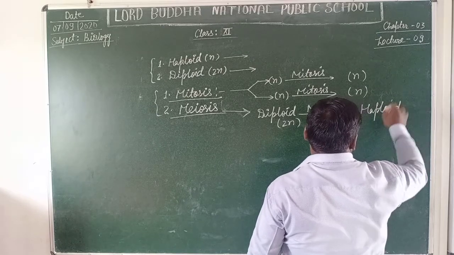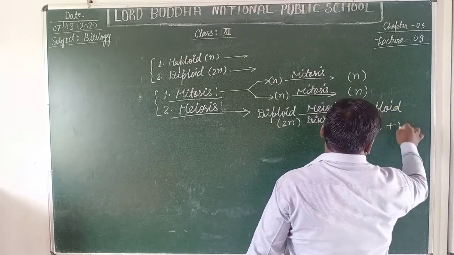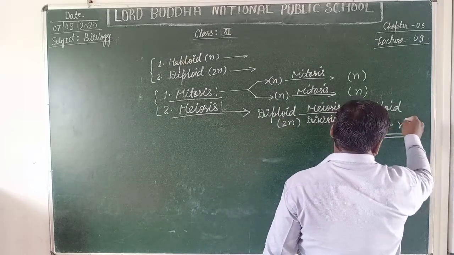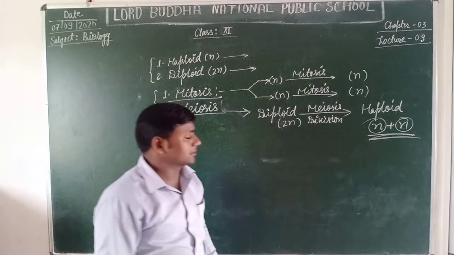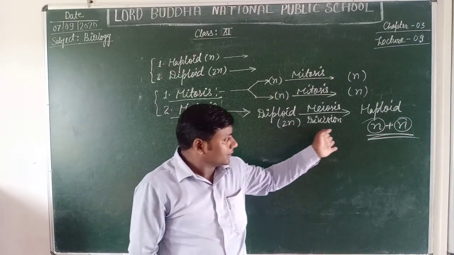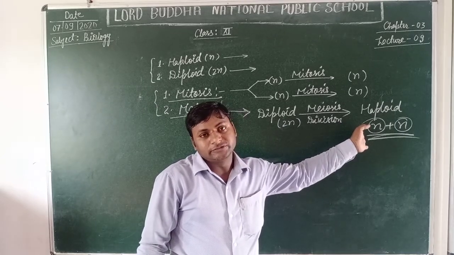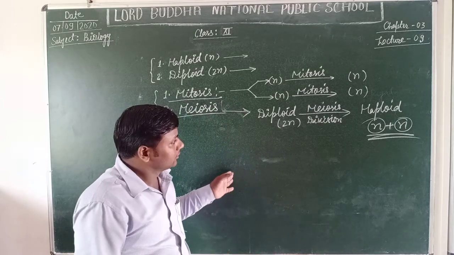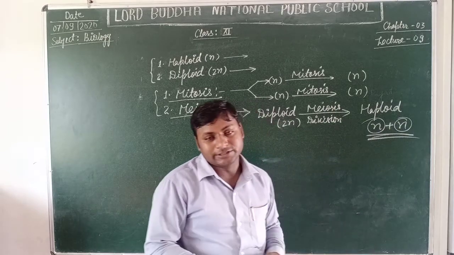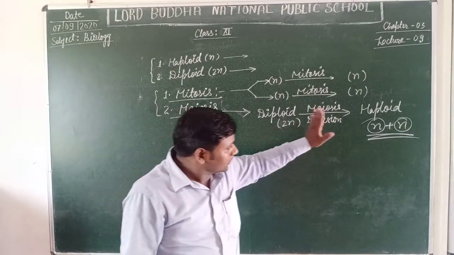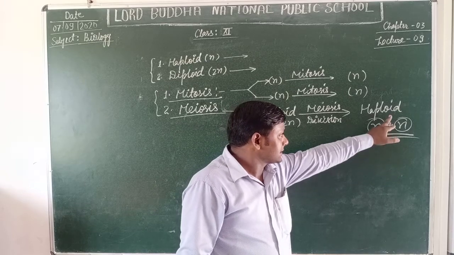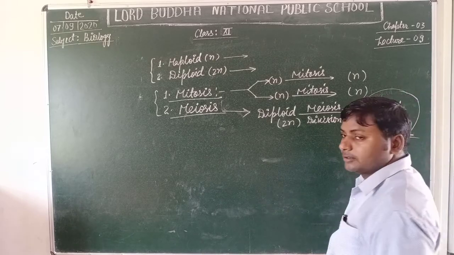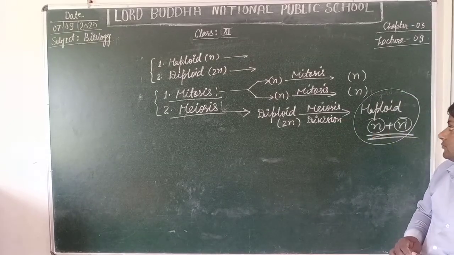Haploid type. It means young cells are formed. It means the reduction division takes place in which the chromosomes reduce to half in the gamete cells. It means new individual cells are formed having half the number of chromosomes. Such individual cells that are formed are called gametophytes.